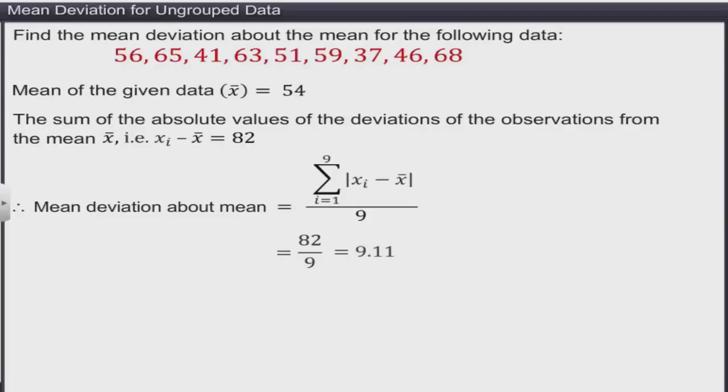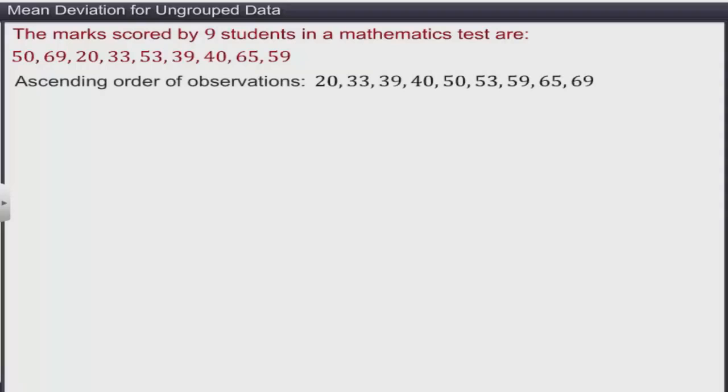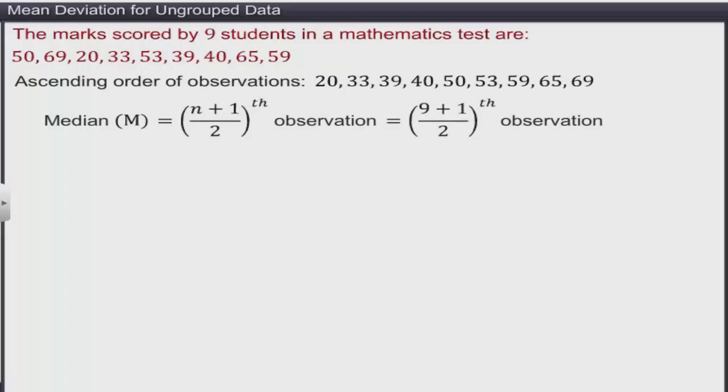Let's look at another example where we need to find the mean deviation about the median of a given data. First, we'll arrange the data in ascending order to obtain the median. Now, the median of the given data is the middlemost observation, which is the 5th observation. Therefore, the median is 50.